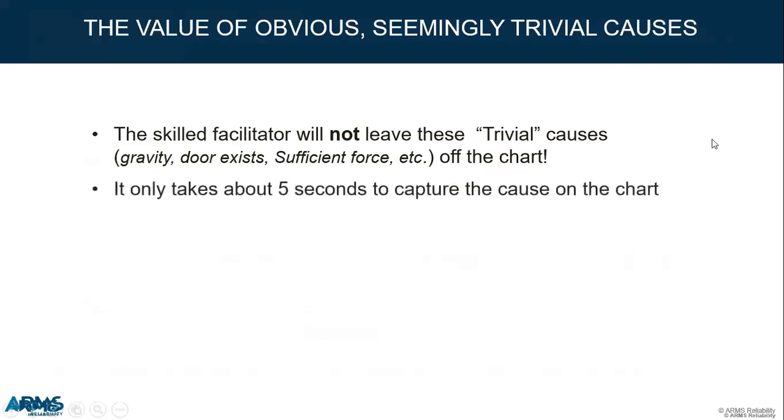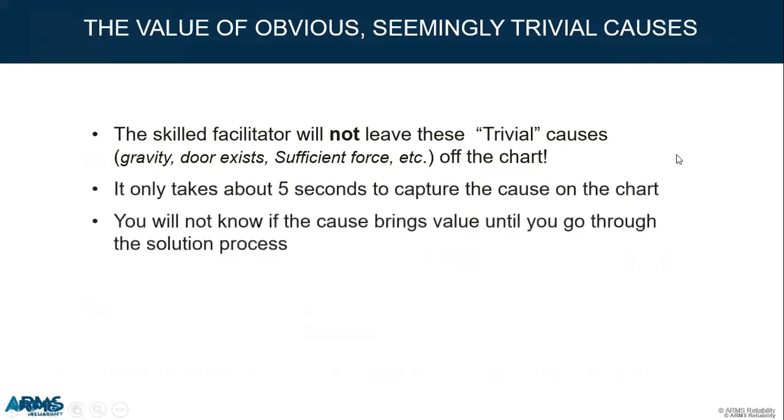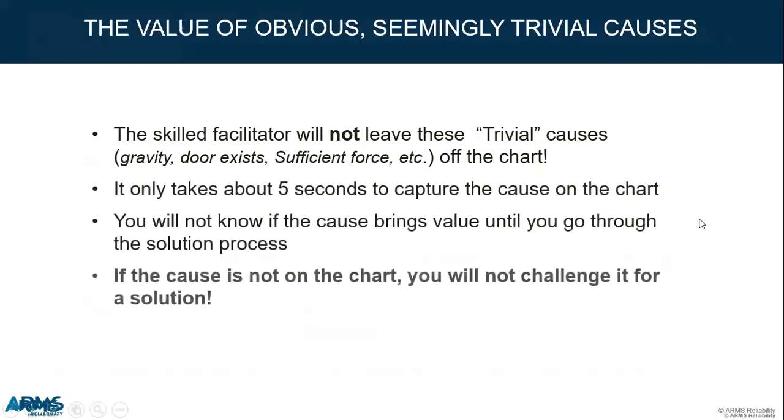Number one, it only takes about 5 seconds to capture the cause on the chart, so it's not like we're wasting a lot of time doing this. The other thing is, we're not going to know if these trivial causes are going to bring value until we've gone through the solution process. And by the way the system works, if the cause is not on the chart, you're not going to challenge it for a possible solution. So we do want to include these so-called trivial causes on the chart.